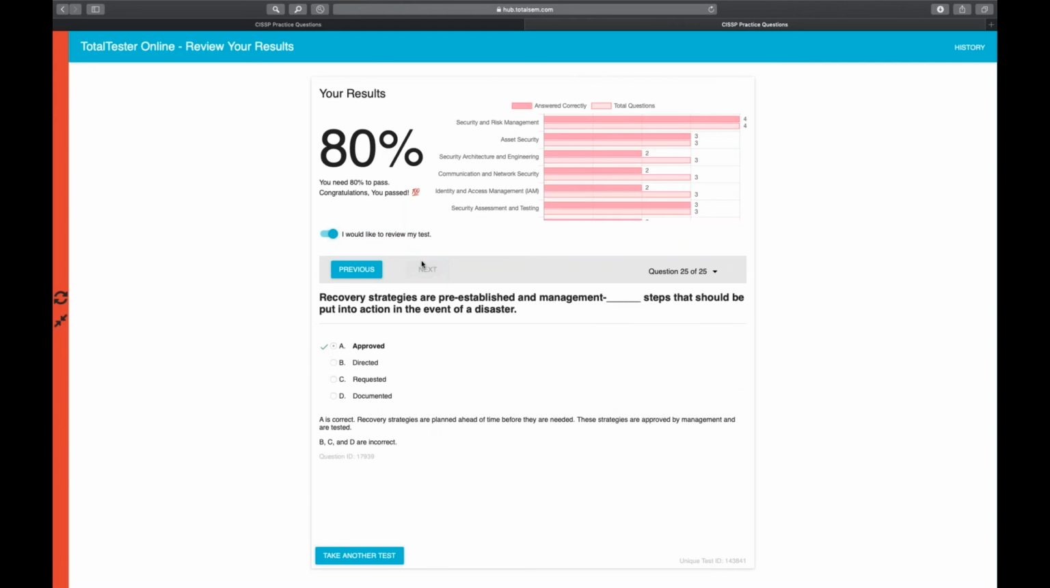Yeah, management approved steps for that one. All right, not too bad. Learned some things, we don't like some things, but good experience either way.